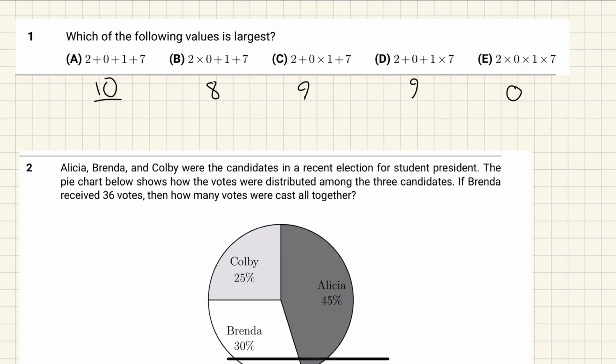But can you see it's possible to work these out without actually evaluating them? Important trick to learn. The answer is A.